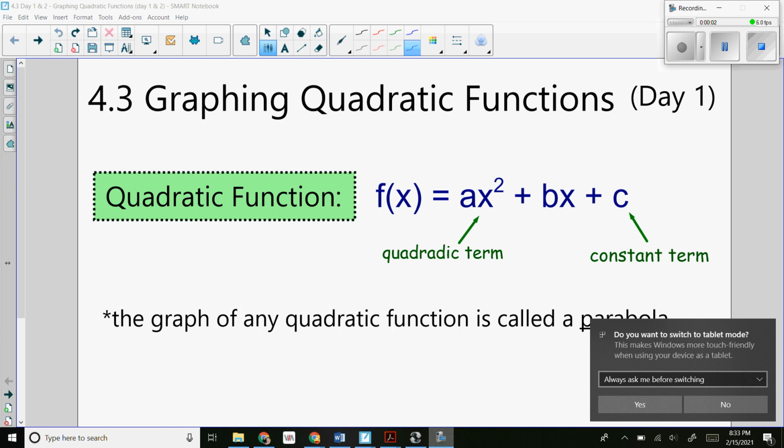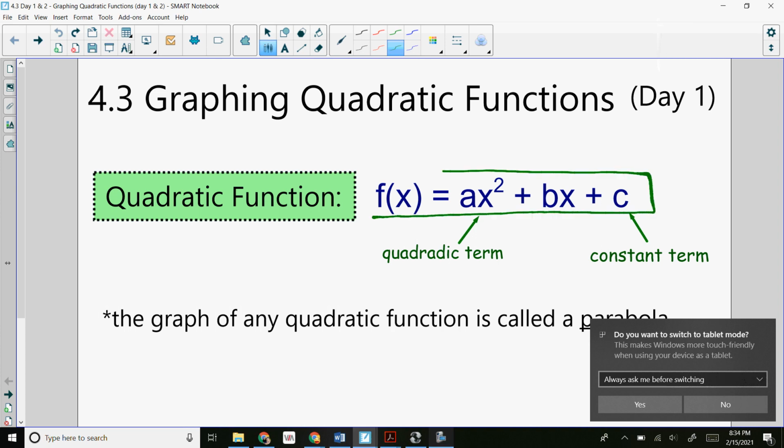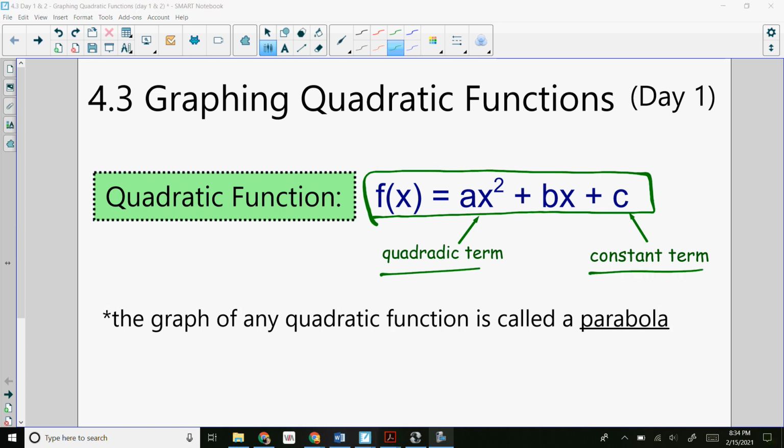All right, guys, got a video for you today about graphing quadratic functions. And so we have our standard form here, which is f of x equals ax squared plus bx plus c. Of course, the x squared term is our quadratic term, and the c is our constant term. And then it says also that the graph of any quadratic is called a parabola, which we know. That's that U shape if it's facing up, or the N shape if it's facing down.